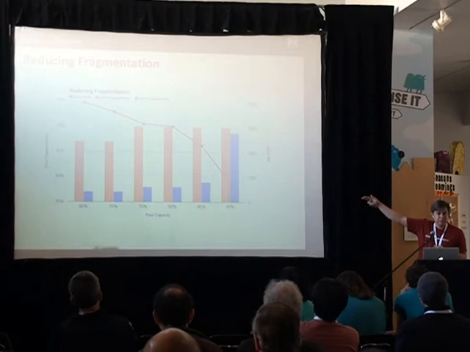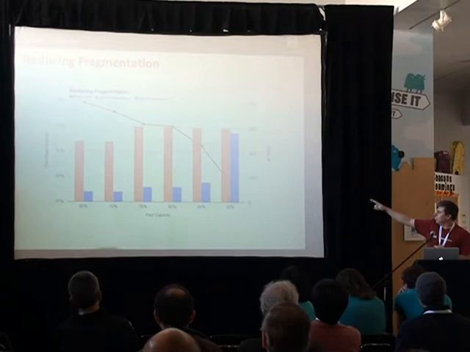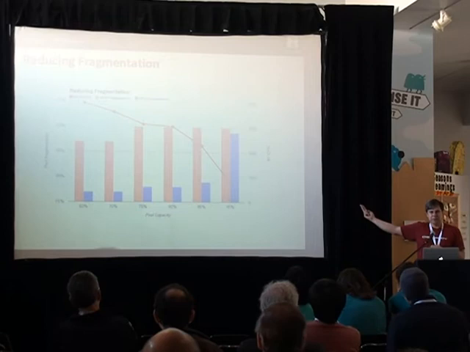And you can quickly see that as we approach the 95% range, 95% capacity, we have this huge drop off of performance. And a nice correlation here is that fragmentation for both metrics are about the same. As we start approaching 90% fragmentation, performance goes to the floor.